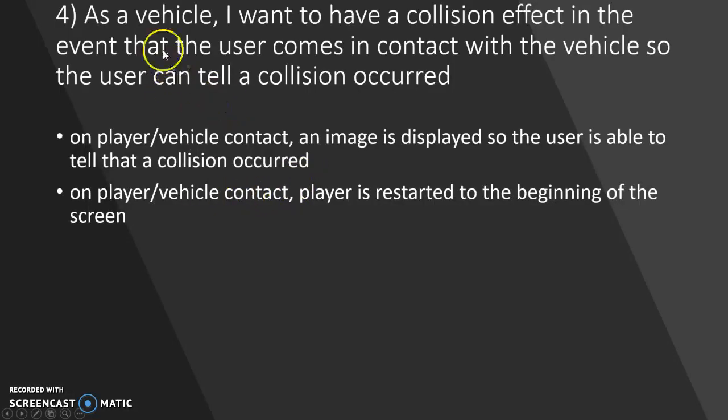Child story number 4 is as a vehicle, I want to have a collision effect in the event that the user comes in contact with the vehicle, so the user can tell a collision has occurred. It's going to display an image to show that the collision has occurred, and the player is going to be restarted to the beginning of the screen.